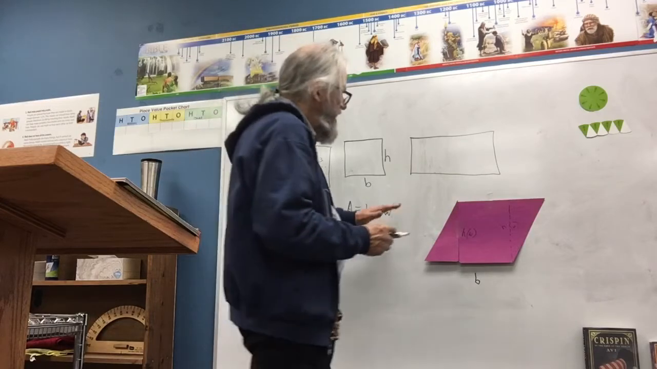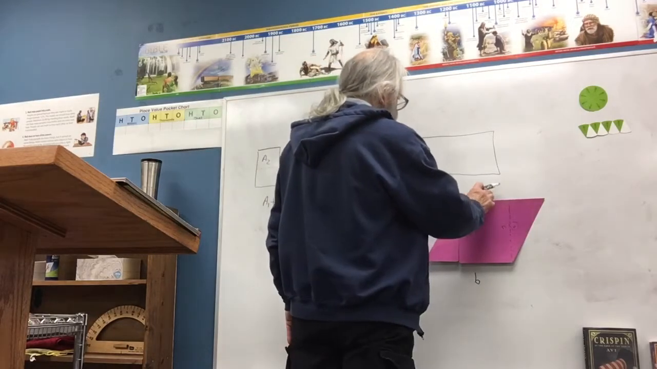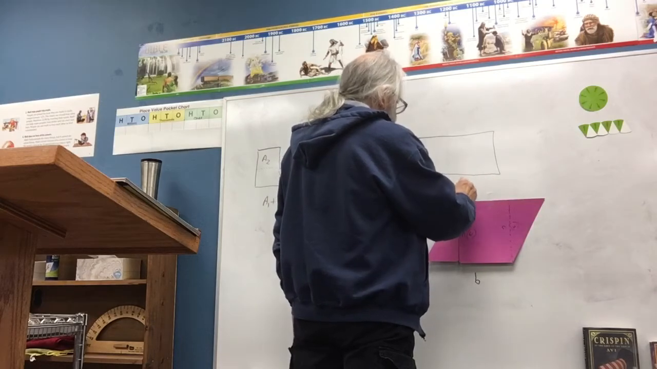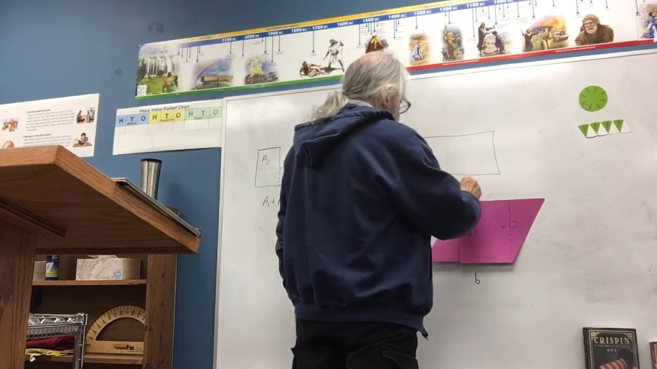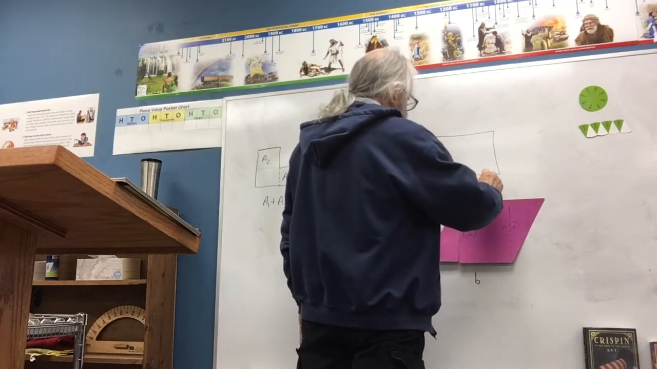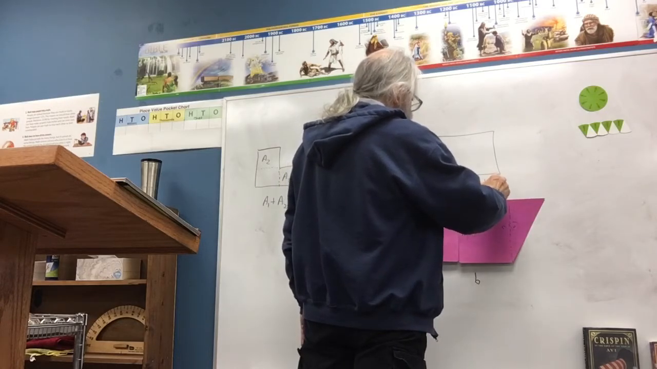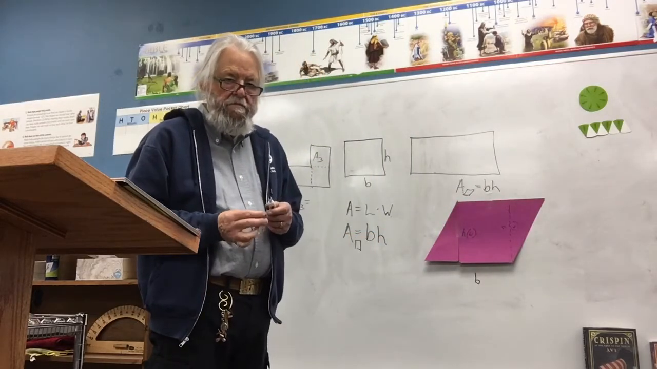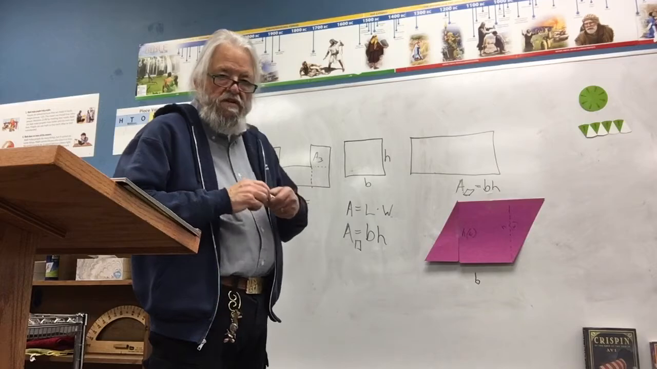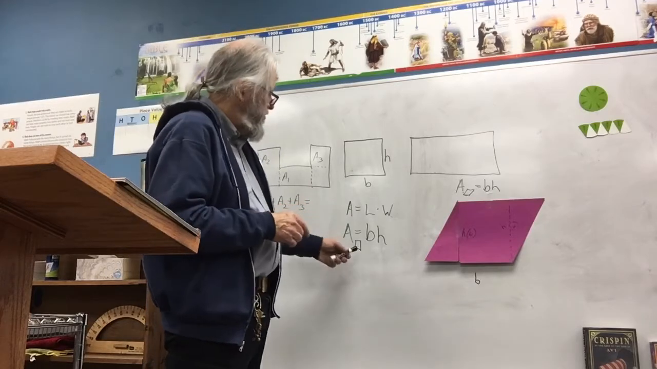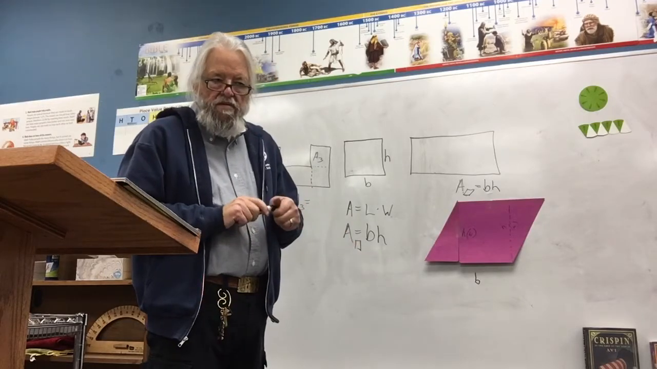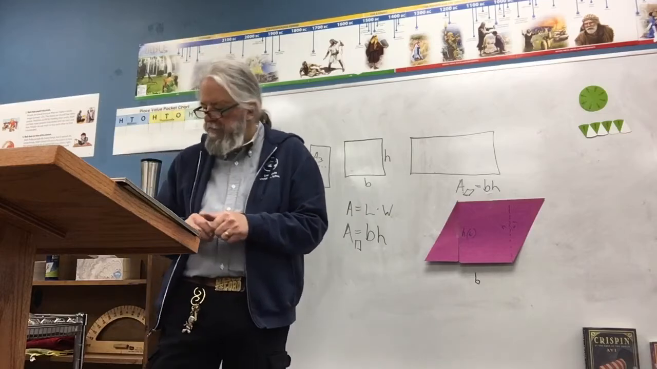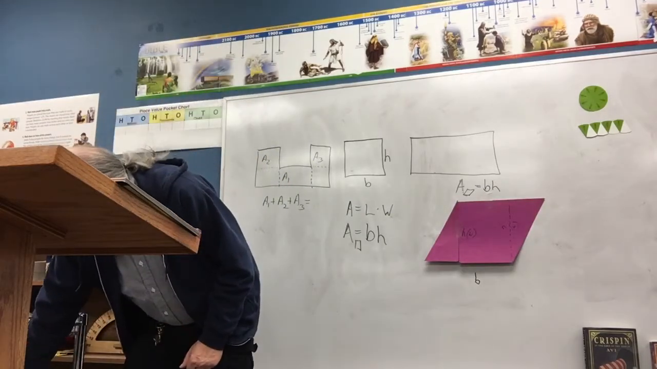So looking at it like that, and that's the proof, then the area of a parallelogram is base times the height. Okay? That's your proof, and that's what you do. Same formula. Base times height.